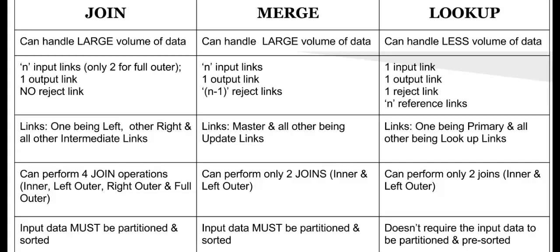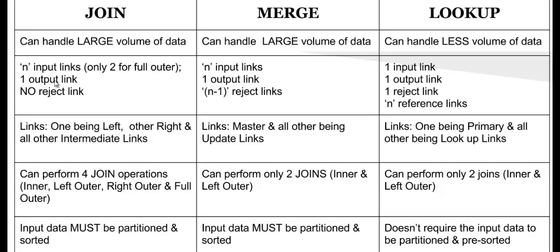So whenever there is a huge volume of data, go for join and merge, and when there is a small volume of data and you need to perform join operations, depending on what type of join you're looking for, go for the lookup stage. That's the detailed explanation of why lookup can handle huge volumes of data, but it's not a good option.